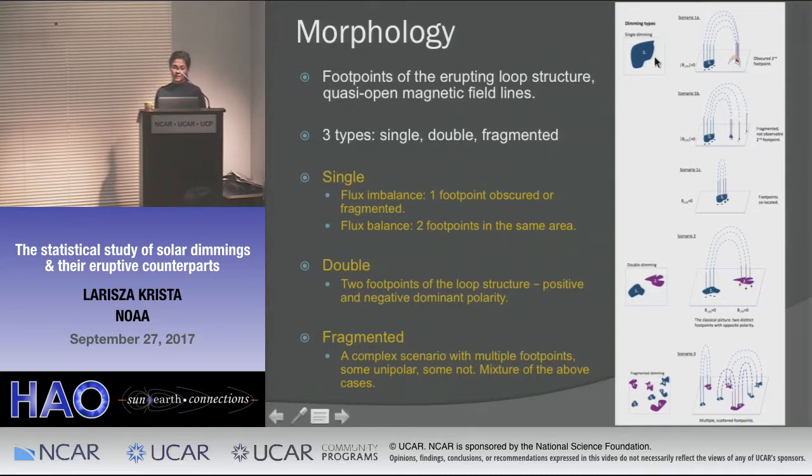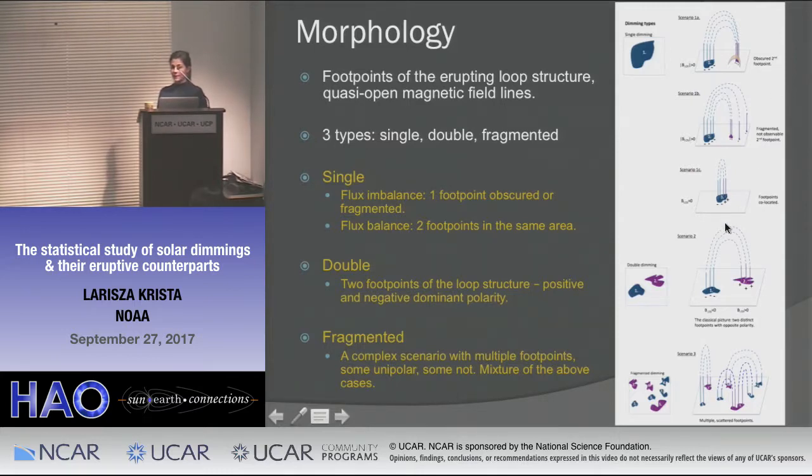So what are single dimmings? There are three different scenarios. I don't know if you can read this or not, but I'll just explain. A single dimming can either be unipolar, dominated by a single polarity, or it could be mixed polarity. If it does have a unipolarity, then perhaps what happens is that the other foot point is either obscured by a bright arcade or whatever feature, or the other foot point is spread out, not concentrated in a region to make it dark enough. So this is the case when we are dealing with a unipolar region.